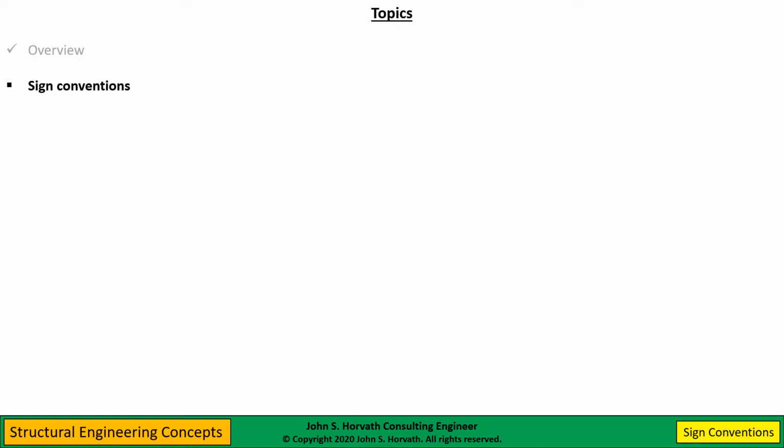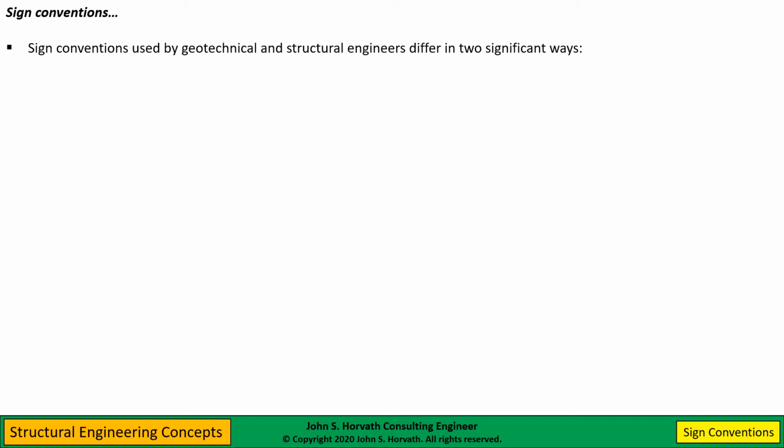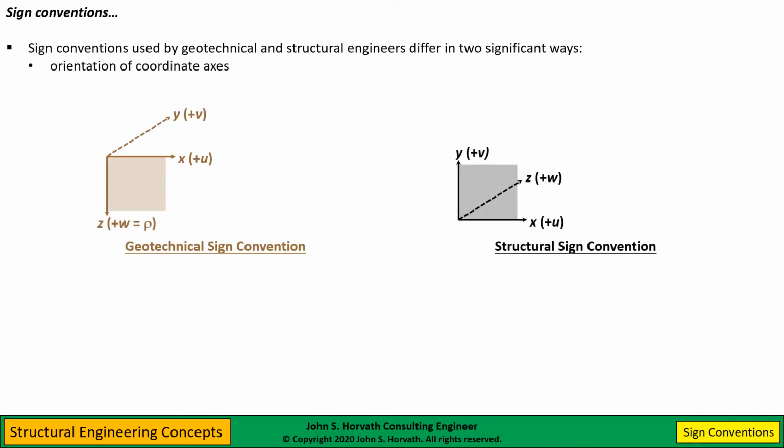Very important, we start off with sign conventions. Sign conventions used by geotechnical and structural engineers are quite different, as we know. First of all, the orientation of the coordinate axes. Really, the main difference is that geotechnical engineers call the vertical axis Z, or Zed if you prefer. I do realize that most of the world refers to this letter as Zed, not Z, as here in the United States. And the Z-axis is positive downward, whereas for structural engineers, the Y-axis is the vertical axis and is positive upward.